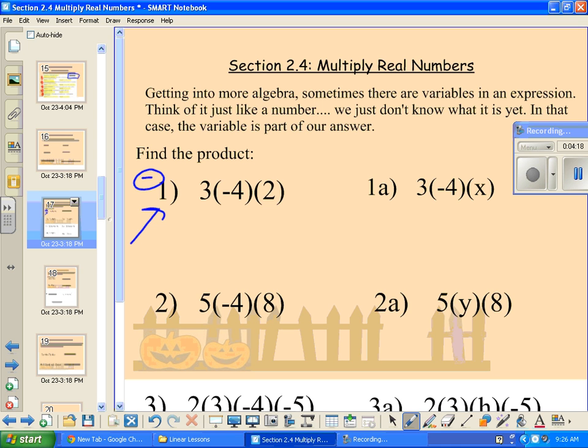In this problem, then I can just kind of worry about the numbers. 3 times -4 times 2 gives me 24, and I know it's going to be a negative answer, so -24. Well, now going to a problem like today, this 1a over here, I have a similar problem, but instead I have a little more algebra involved in this one.